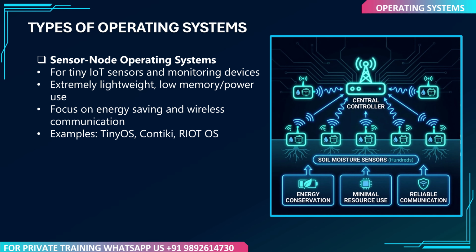For instance, in a smart farm, hundreds of small sensors might measure soil moisture and send updates wirelessly to a central controller. Each sensor has its own mini operating system that ensures it can communicate, save power, and transmit data efficiently. The focus here is energy conservation, minimal resource use, and reliable communication.